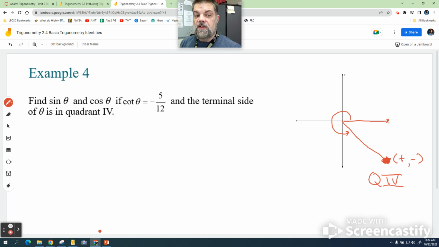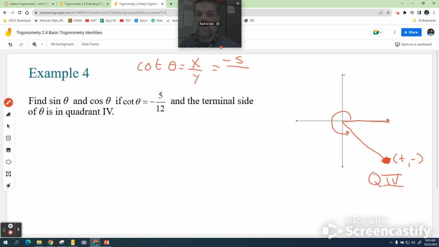So what do you guys want to do? Well, I know this. I know that cotangent of theta is equal to x over y. In other words, and we have to decide which one's positive and which one's negative. So it'd probably be negative 5 over the y value, which would be 12. So this point right here, we've kind of found negative 5, comma, 12.